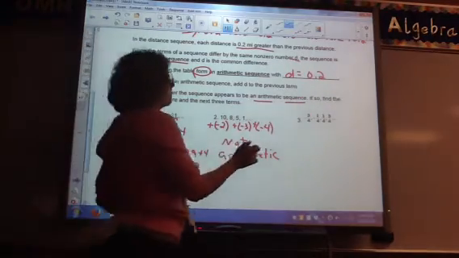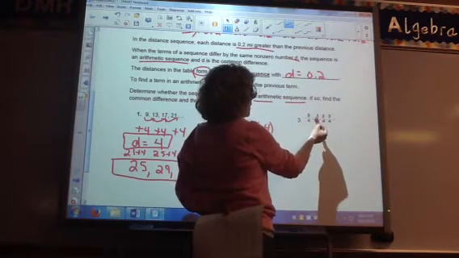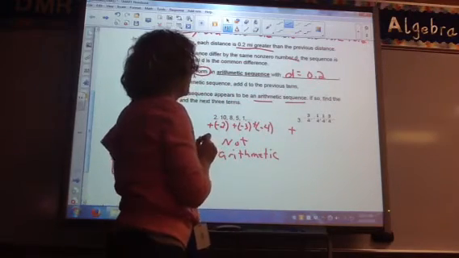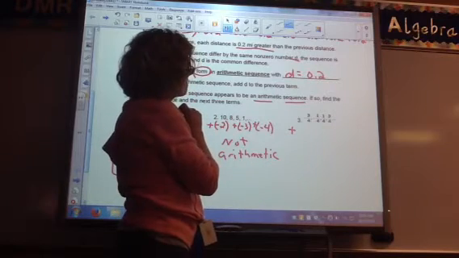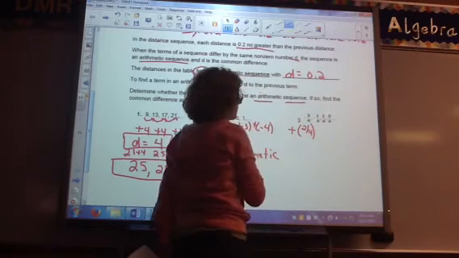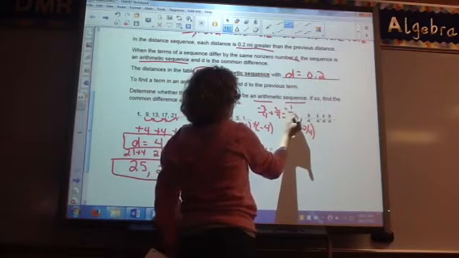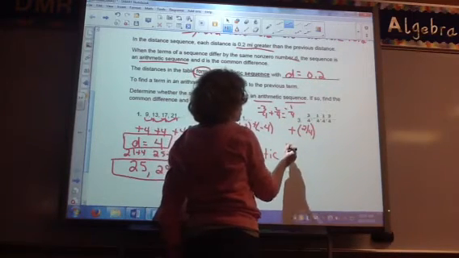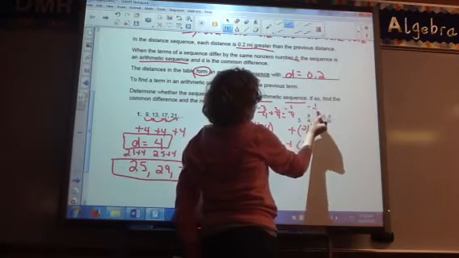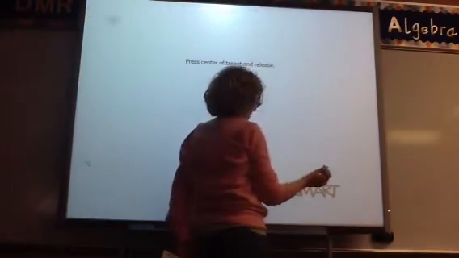Okay, on number 3, we have -1/4, -3/4, then -1/4. So what are we adding here? 2/4. -3/4 plus 2/4 equals -1/4. So we're adding 2/4, which is the same as adding 1/2. Now what's -1/4 plus 2/4? Well, that's going to give me a +1/4.